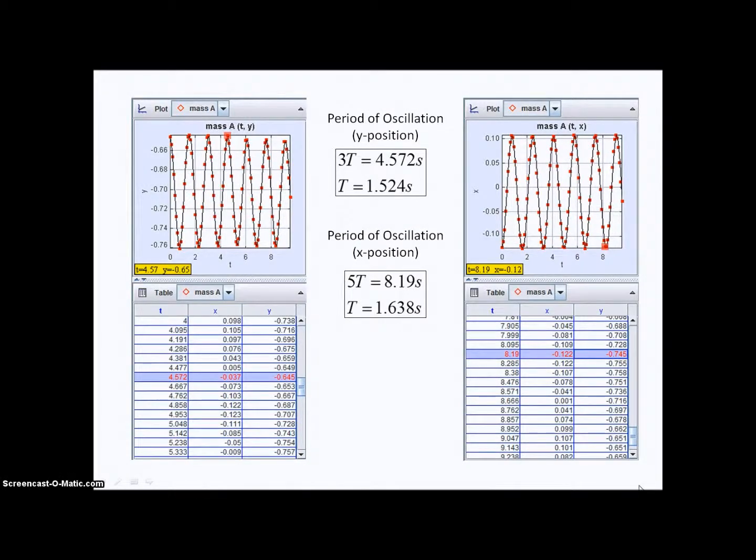Earlier, we solved for the period of oscillation based on y position data. If we do the same using x position data, we get a different answer. This could be because the stiffness of the spring is different in the x direction than in the y direction. Another explanation is that the oscillations in the x direction behave like a pendulum, while the oscillations in the y direction are caused by the spring force.